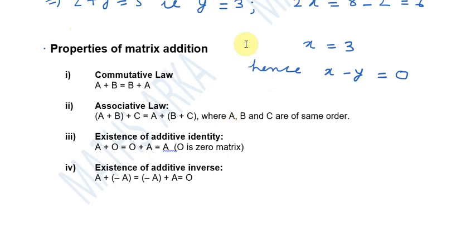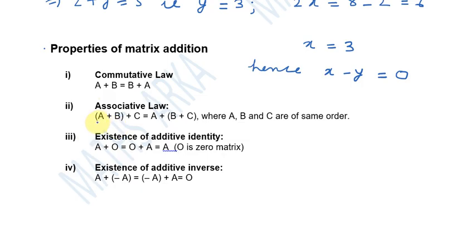The commutative property is that if we swap A and B, then the value remains the same. So if A and B are two matrices, then if we add B to A or A to B, the result would be the same. So this could be verified with any of the examples. It should be straightforward, I think.